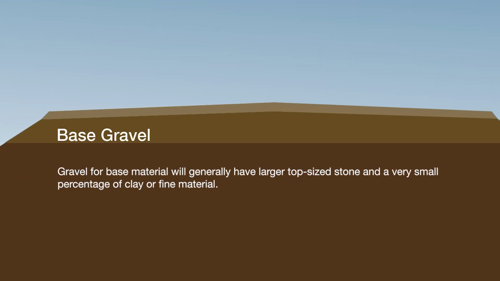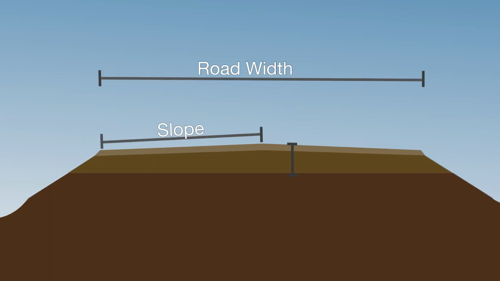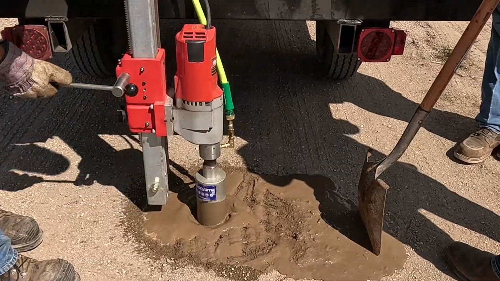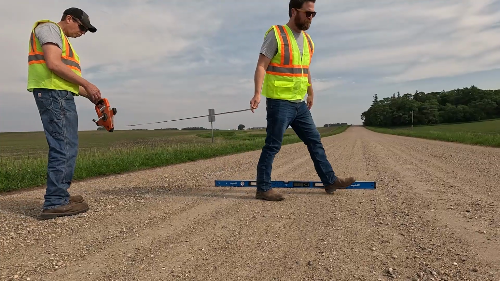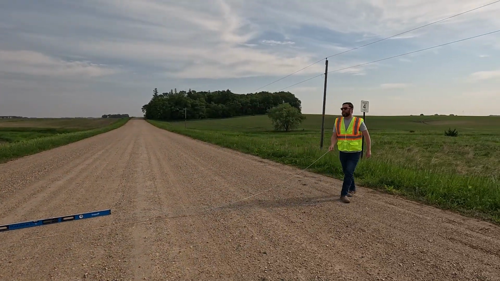Base gravel. Good base gravel contains larger top-sized stone and a very small percentage of clay or fine material. Do you know your road's original width, slope, and gravel depth? Do you know how to select good gravel or determine how much you should use? Verifying these core elements helps determine a baseline you can use to identify when corrections are needed.